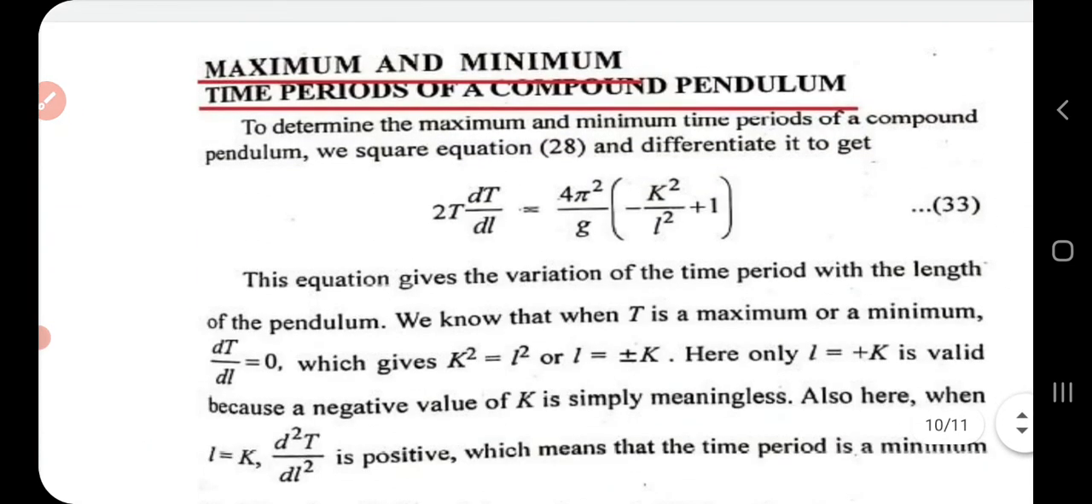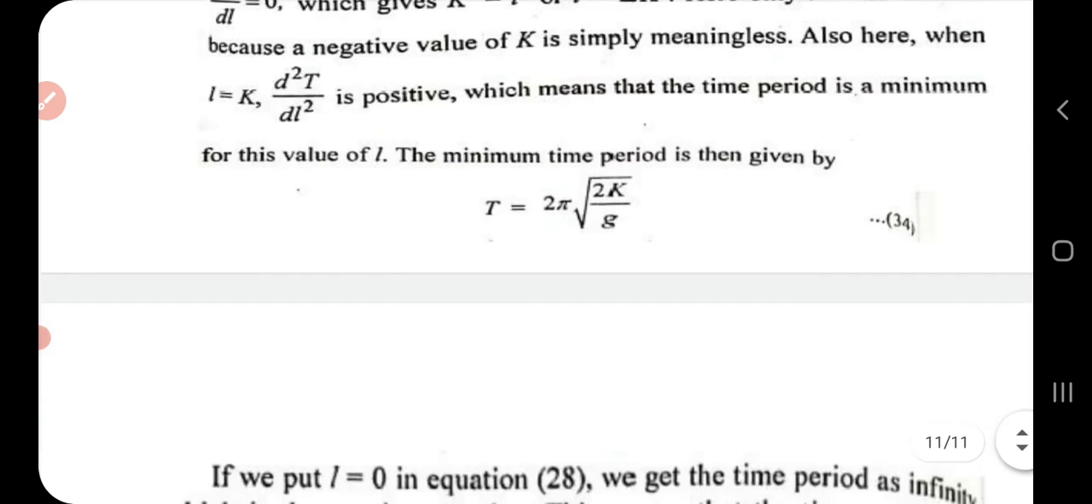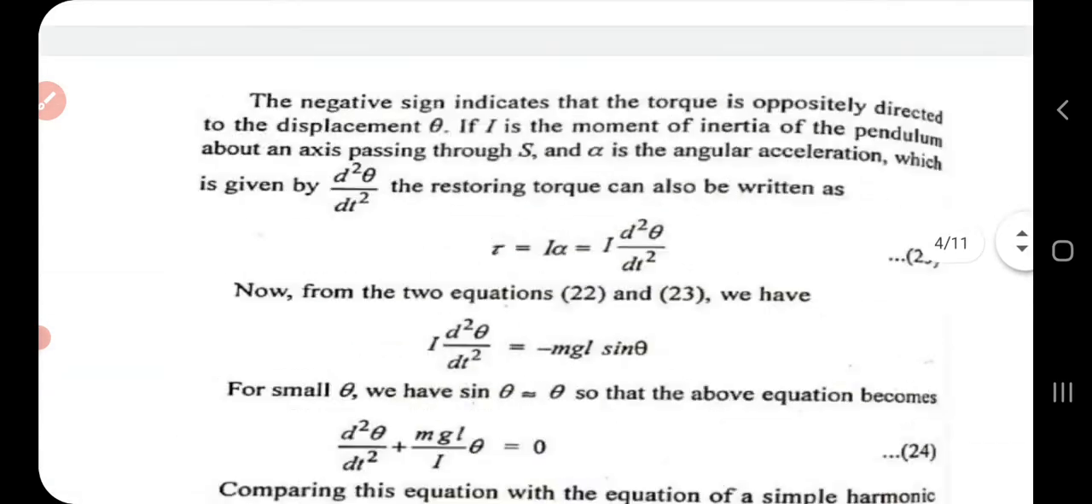This will be asked as a separate question, that is, what are the minimum and maximum time periods of compound pendulum. Okay, so for today this is enough.